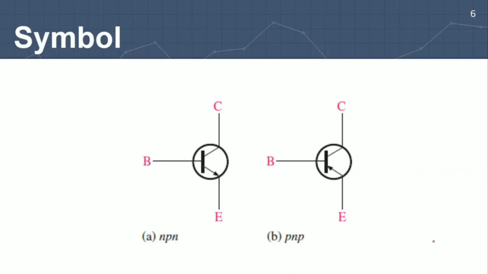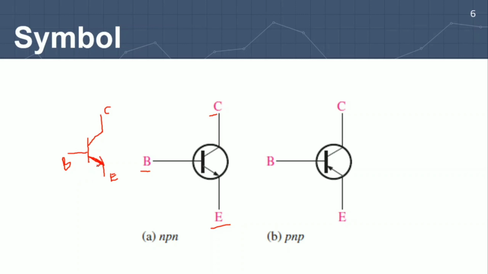The next one is the symbol. How do you write the symbol of a BJT? The symbol of a BJT should have three terminals: base, collector and emitter. You draw the structure with three terminals. This we call the base, this is the collector and this is the emitter. Now, the emitter will always show the direction of charges.